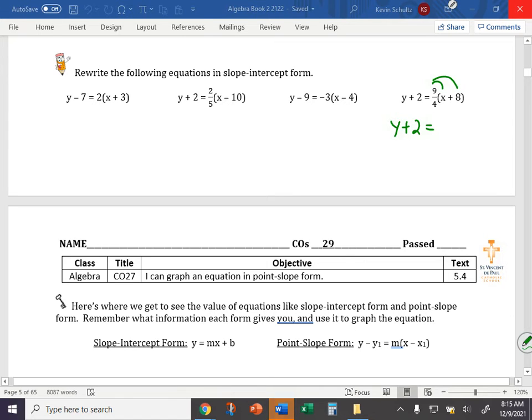And we get y plus 2 equals 9/4 x. And what's 9/4 times 8? All right, so we'll say 72/4. What does that reduce to be? 18. 18? Okay.